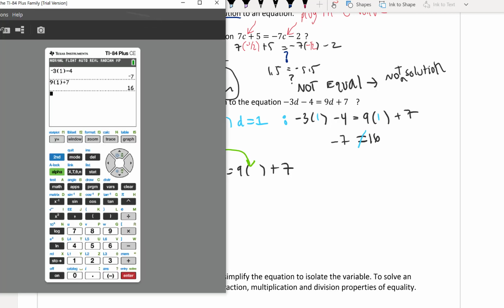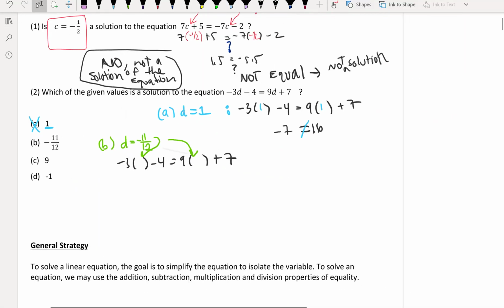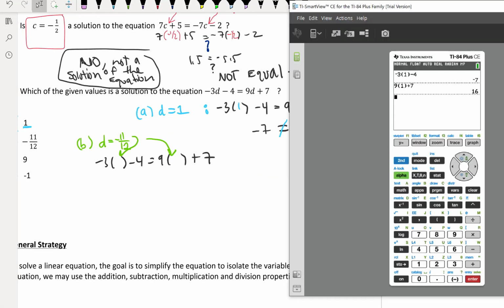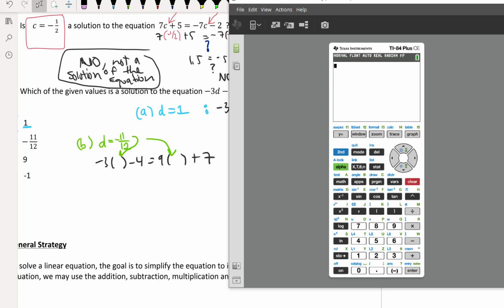So when I plug this into the calculator, let's go ahead and move things around here. There we go. So now we're going to have a negative 3 times my negative 11/12, minus 4. So now that I've made sure that I've entered it correctly, now I'm just going to press enter and see what that value is going to be. So I know that the left-hand side is going to be a negative 1.25.